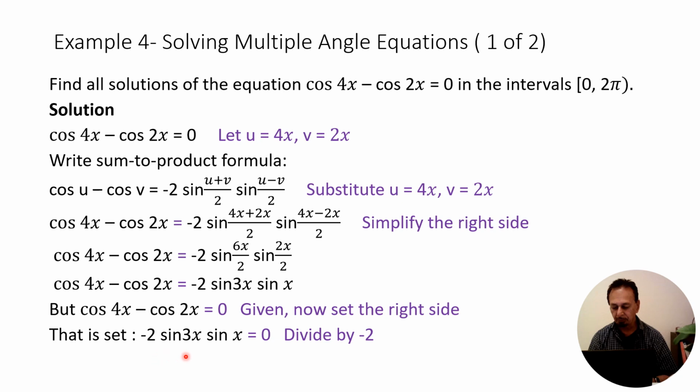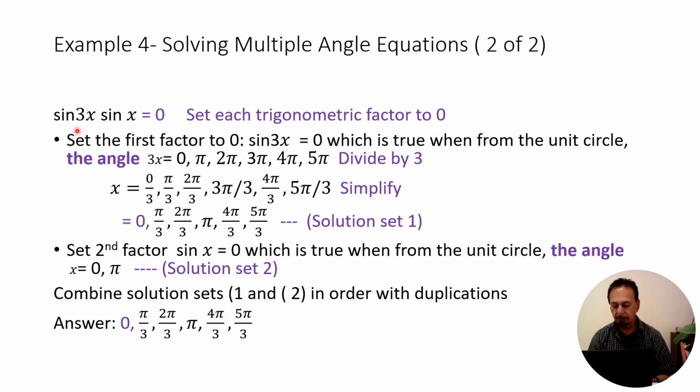So this suggests that we can set this to 0. So we have negative 2 sine 3x sine x equal to 0. And now we divide by negative 2. So we get sine 3x times sine x equal to 0. We set each trigonometric factor to 0. So we set the first factor to 0, sine 3x equal to 0, which is true when, from the unit circle, the angle 3x equals 0, pi, 2 pi, 3 pi, 4 pi, 5 pi. And now we divide by 3, so x becomes 0 over 3, pi over 3, 2 pi over 3, 3 pi over 3, 4 pi over 3, 5 pi over 3.